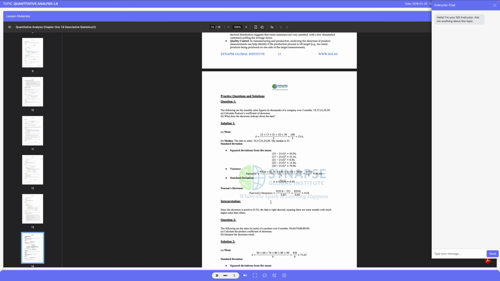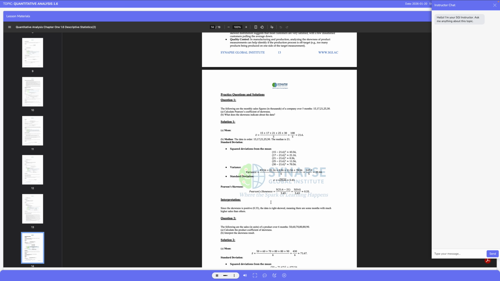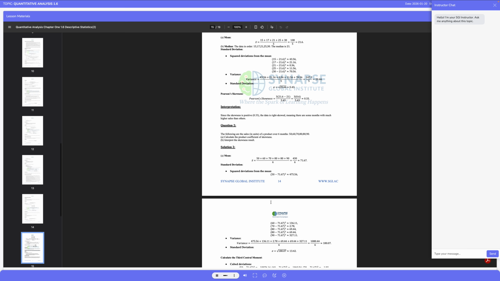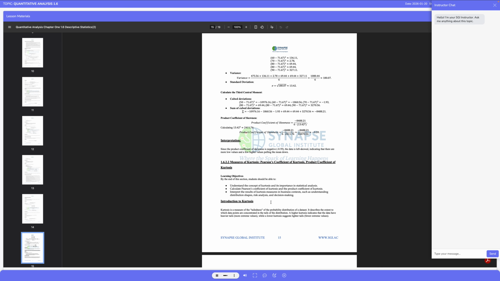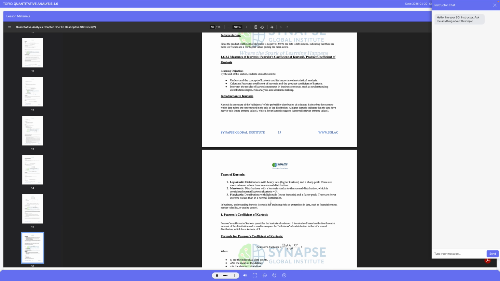This brings us to the end of our discussion on measures of skewness. I encourage you to reflect on how skewness complements measures of central tendency and dispersion by revealing the shape of the data distribution. Together, these descriptive statistics provide a comprehensive picture that supports accurate interpretation and informed decision-making in line with the flexible Synapse learning model.